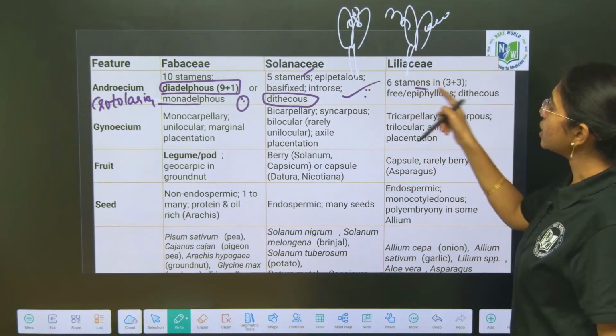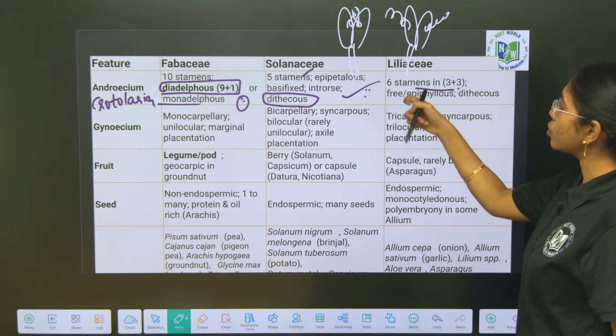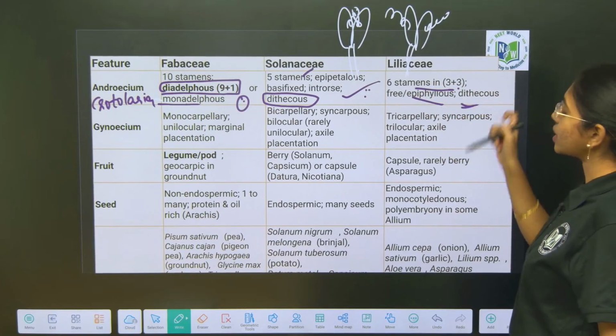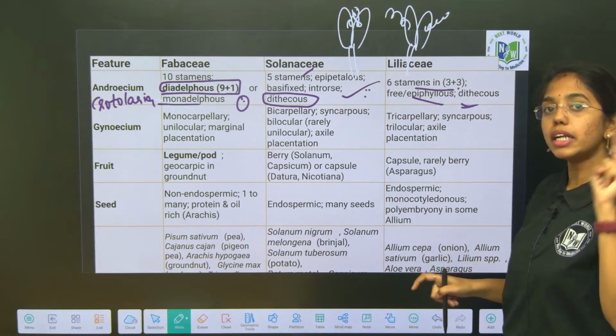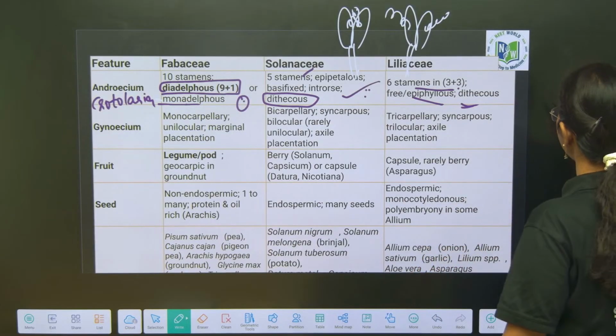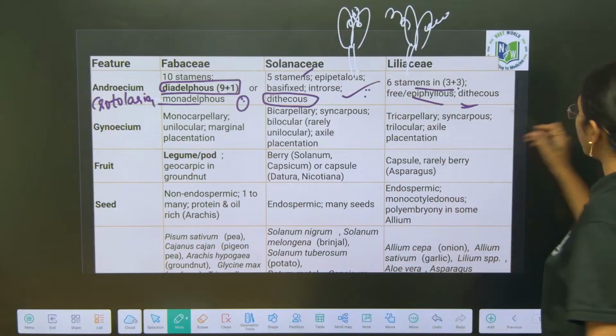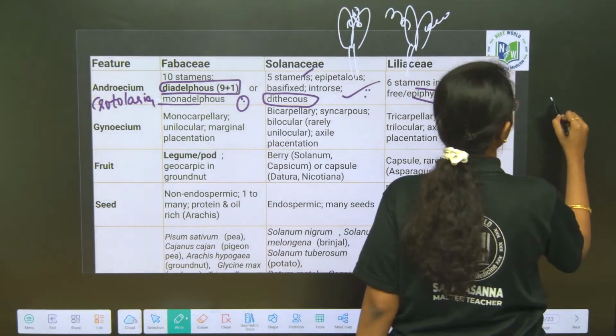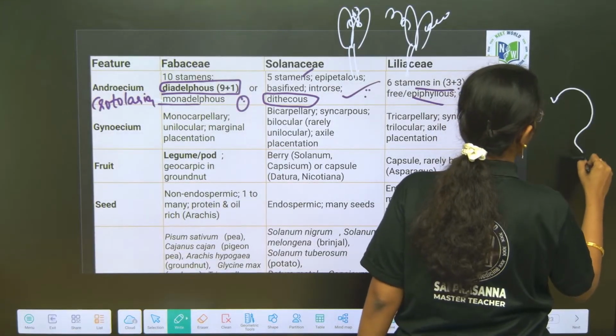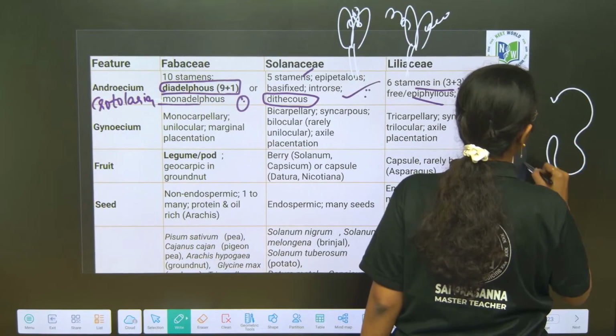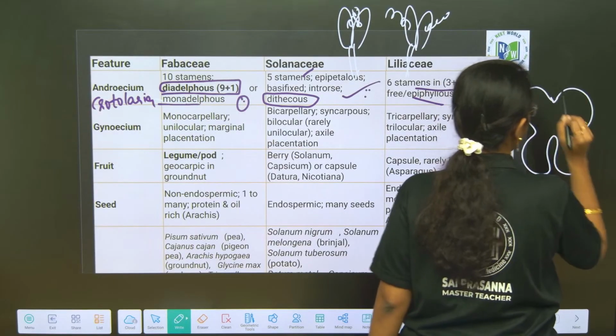And 6 stamens, 3 plus 3 condition, which shows epiphyllous and dithecous anther. 2 theca present in each lobe is called dithecous. If you take a transverse section of anther, we will learn it clearly in the sexual reproduction of flowering plants, but for your idea, let me give you a rough picture.